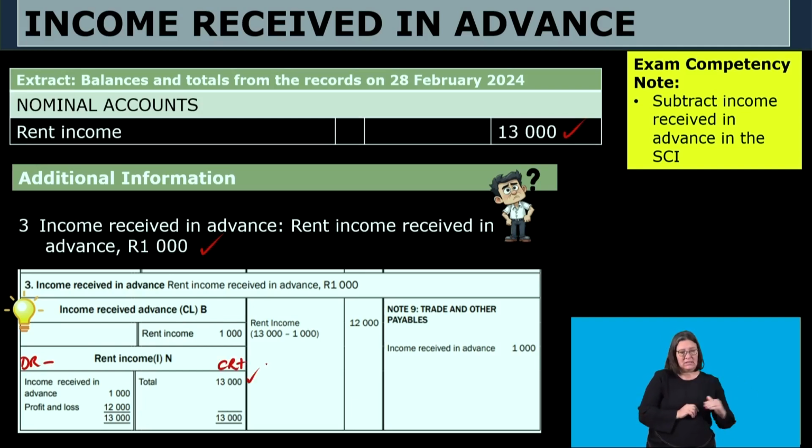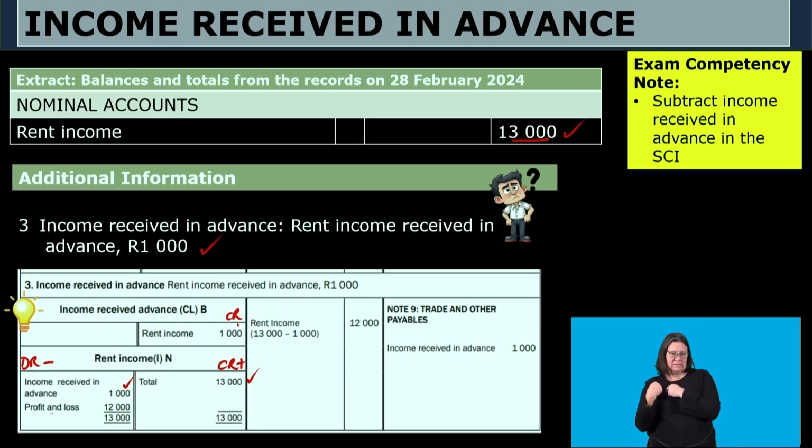So I have my 13,000. There it is. However, 1,000 has been received in advance. So an amount received in advance, I will now bring it to the debit side. There it is. That's why you see income received in advance, it is also now on the credit side. And then it simply means that is now a liability.